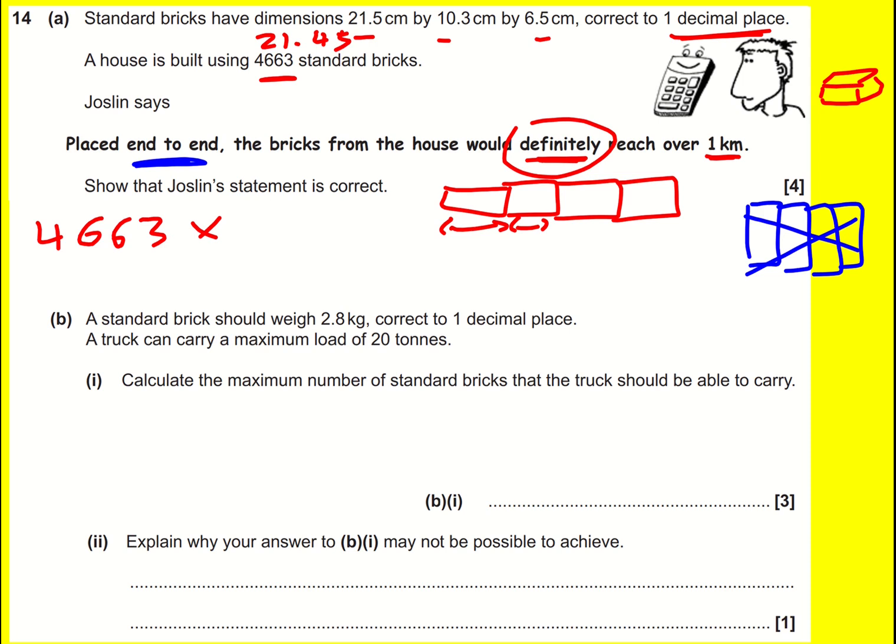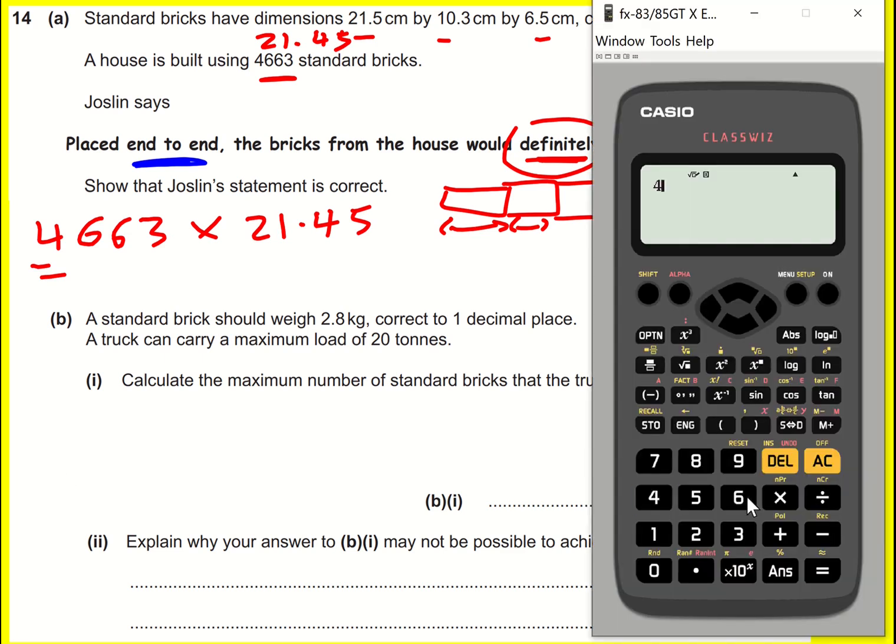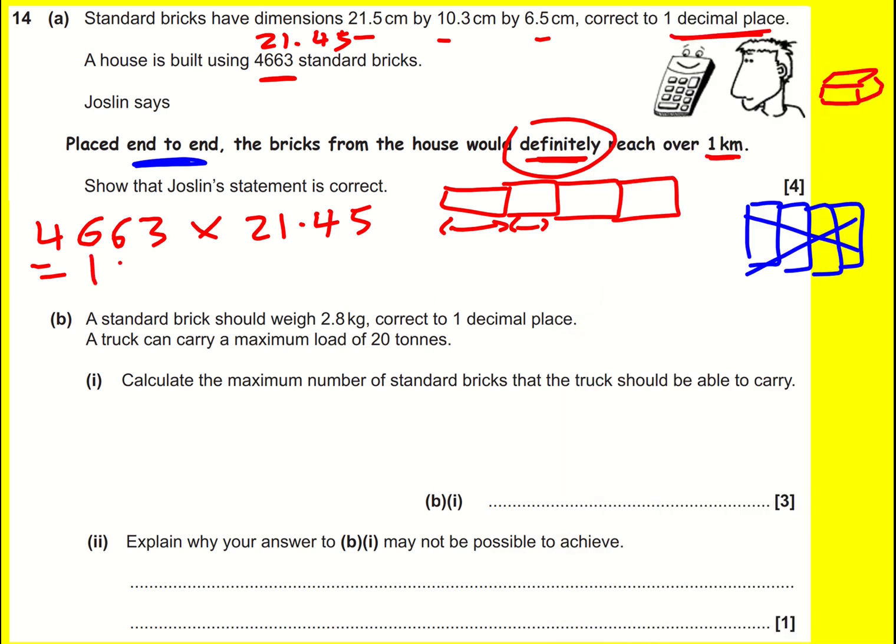I'm going to do 4,663 times 21.45. Okay, then I'm going to work that out. And I get 100,021.35.